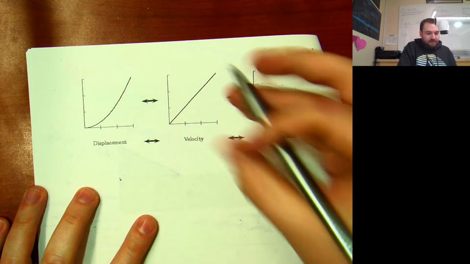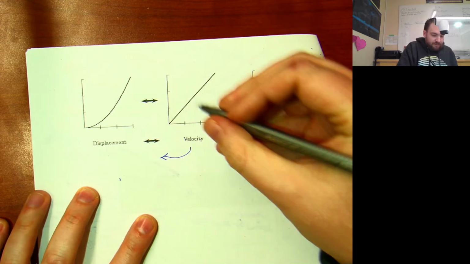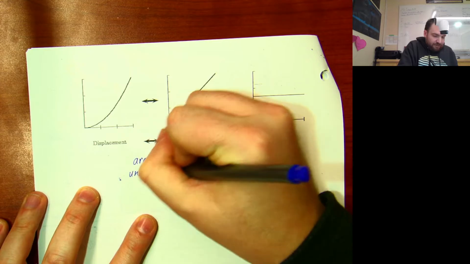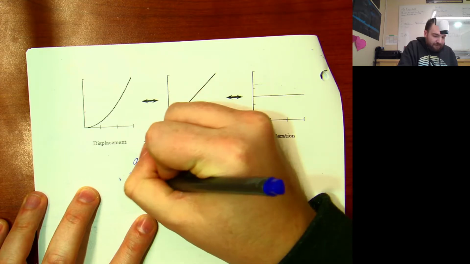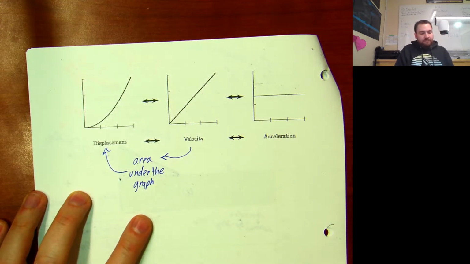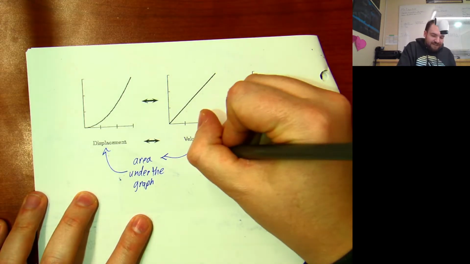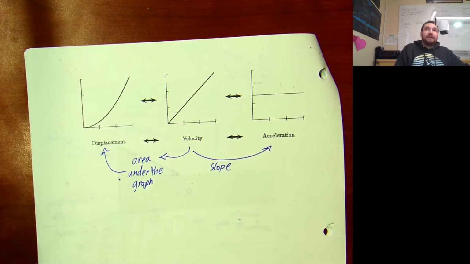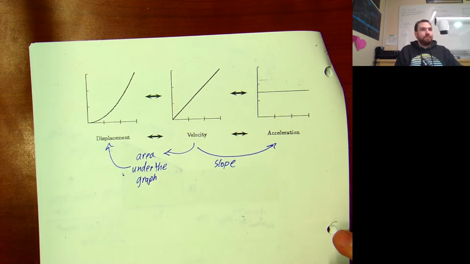From velocity, the area under the graph gives me displacement. From velocity, the slope can give me acceleration. Which means by analyzing these different graphs, we can generate subsequent graphs, which is kind of awesome. And you're going to hate it, but we're going to do it.